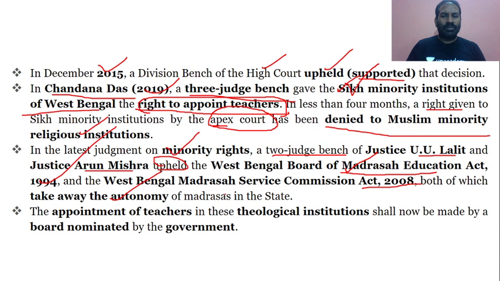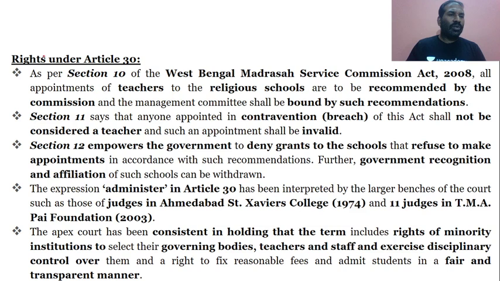So it was a historic judgment by the two judge bench. UU Lalit and Arun Mishra went ahead with supporting that both the boards can take away the autonomy of the madrasas, and can go ahead with the appointment of teachers in theological institutions, which shall now be made a board nominated by the government. And then we will look at what rights the minorities have under Article 30.